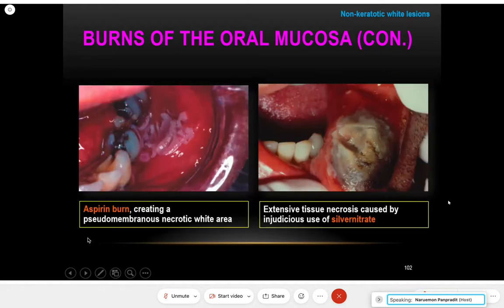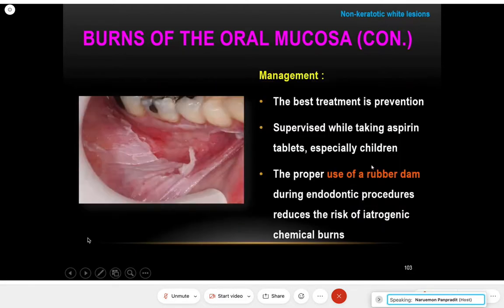Okay, this is another example of aspirin burn. It's soft and can peel, with debris or necrotic tissue. This is another example of a very large area of necrotic tissue caused by silver nitrate chemical burn. It's not commonly used now, but it shows the severity of the chemical burn. There is a common feeling of peeling epithelium and burning sensation.